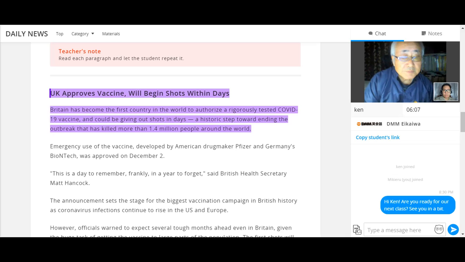UK approves vaccine, will begin shots within days. Britain has become the first country in the world to authorize a rigorously tested COVID-19 vaccine and could be giving out shots in days. A historic step toward ending the outbreak that has killed more than 1.4 million people around the world.